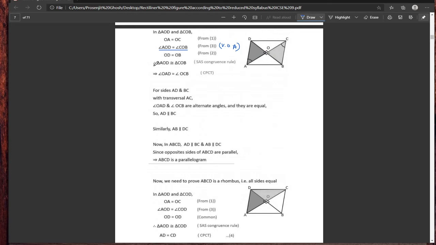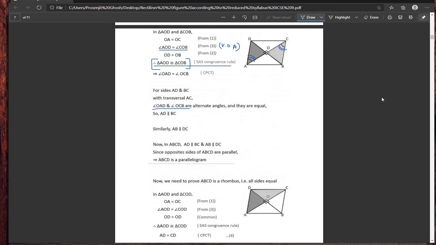Now, as you can see, by SAS congruency, we can say these two triangles are congruent to each other. That means the angle OAD and the angle OCB, these two angles, are also equal to each other. Also, you can think about the alternative angles as they are making this pattern. So we can say these two angles are equal to each other. That is what they are doing over there. We got the idea right now. So for the sides AD and BC with transversal AC, we can say that these two are alternative angles, as I told you right now.